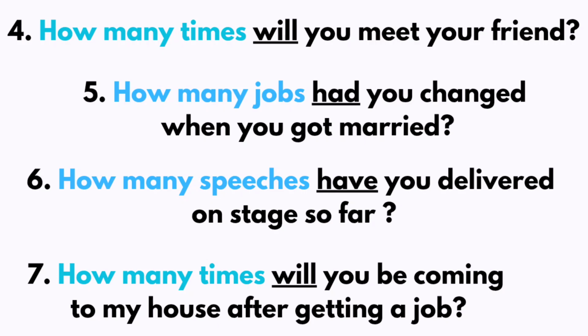Look at the last example, last but not the least. How many times will you be coming to my house after getting a job? Because I'm just asking my friend after getting a job. How many times will you be coming to my house? I'm just asking my friend about a number of times. Here what is an action? Coming to my house, visiting my house is an action, okay? How many times means number of times. 1 time, 2 times, 10 times. I hope these examples are clear, right?